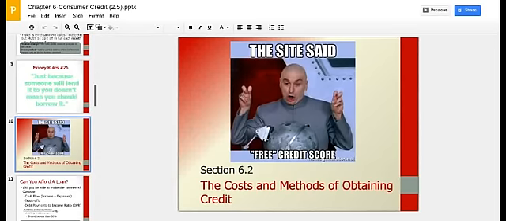Section 2, we're going to talk about the cost and methods of obtaining credit. So you kind of learned what is consumer credit, what is credit, the two different types, open and closed-ended. The most common type is your credit cards, but also loans. All right. But now the cost and methods of obtaining credit, we're going to dive into.